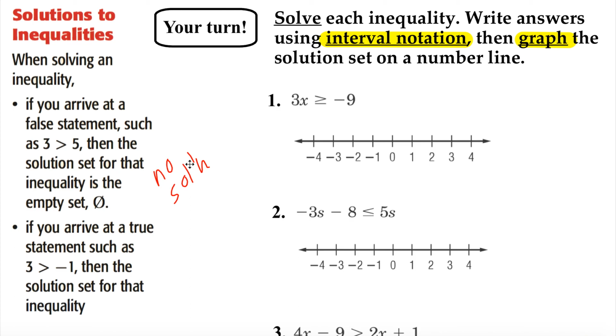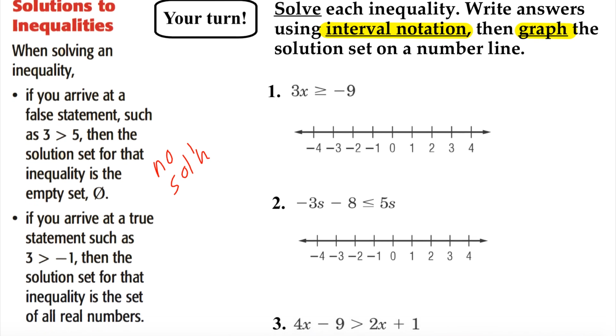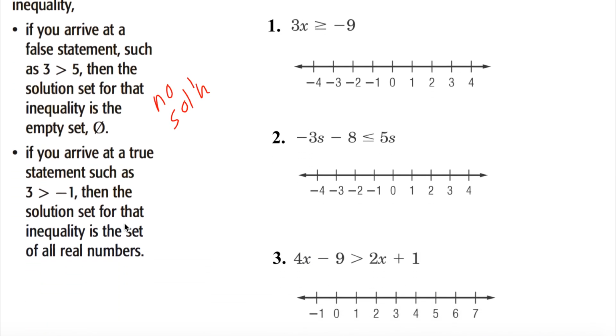If you get a true statement and the variable is dropped out, then in that case we say it's all real numbers. All solutions work. So no matter what you put in there, it's the set of all real numbers. So variable drops out, true statement, all real numbers. Variable drops out, false statement, no solution.